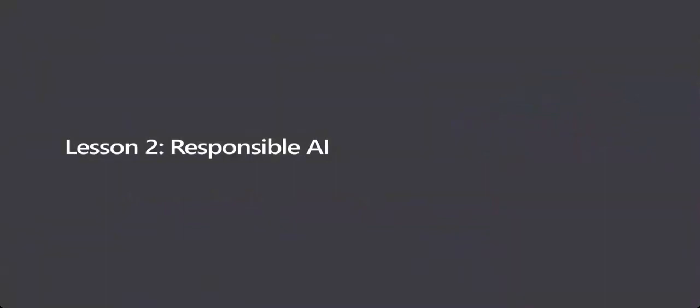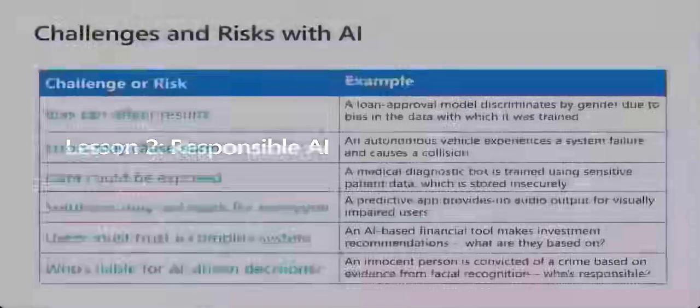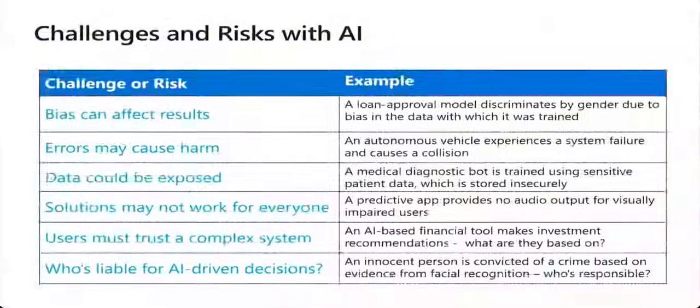Because when we're talking about developing AI, we should think about responsible AI, and we should discuss this. We should look at the challenges and risks that come with artificial intelligence. We listed 6 here, and let's go through them. Bias can affect results, right?